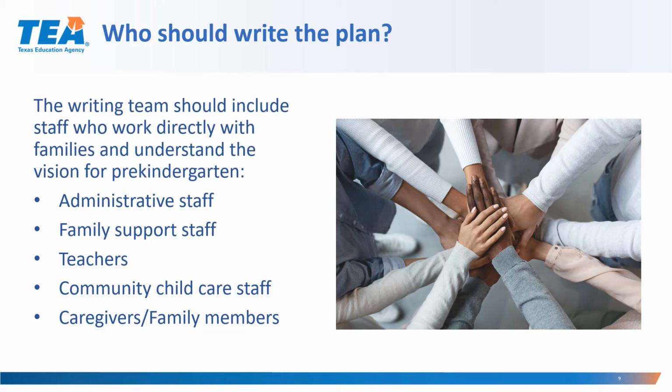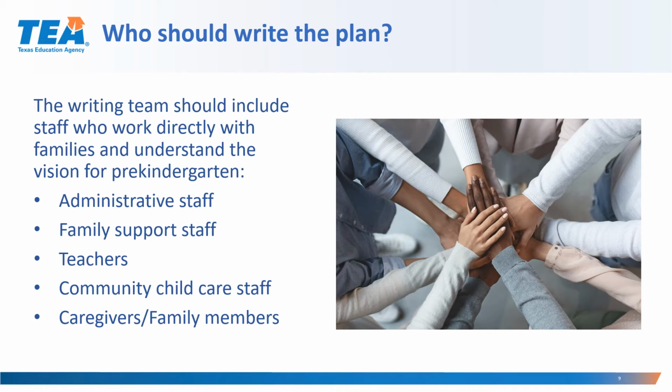The Family Engagement Plan Writing Team is a group designated by the local LEA to develop the plan. The writing team should include staff who work directly with families and those who understand and value the LEA's vision for their pre-K program. The team should ideally include community members who work directly to serve families in the communities. This is a great place to include local child care providers who support families who will become part of the school population once they enter the public school. Additionally, the team should also include family members who represent the demographics of the community.